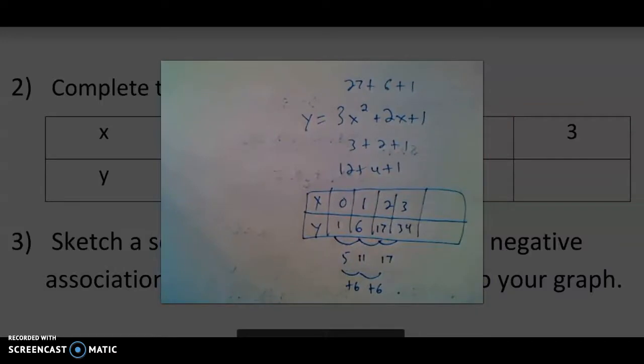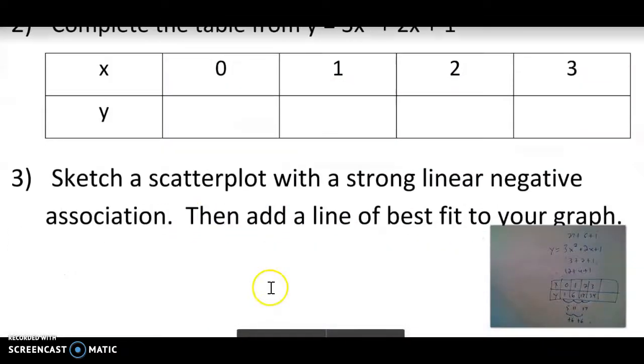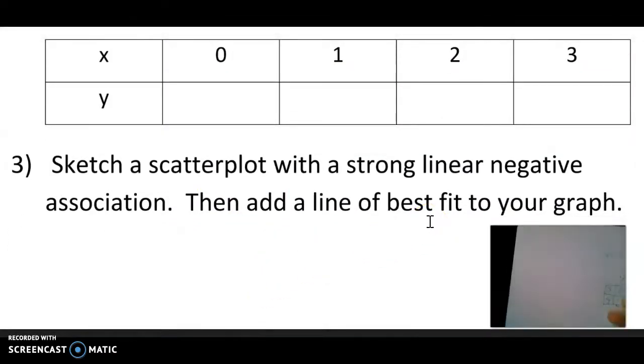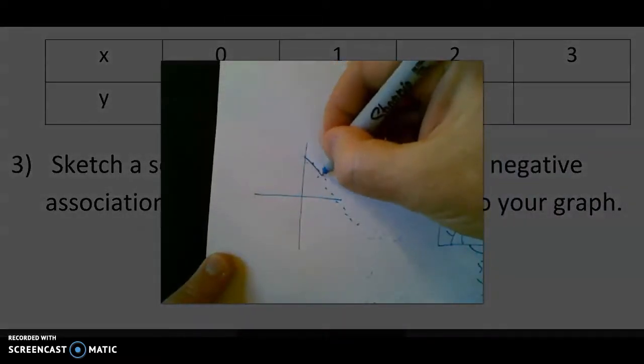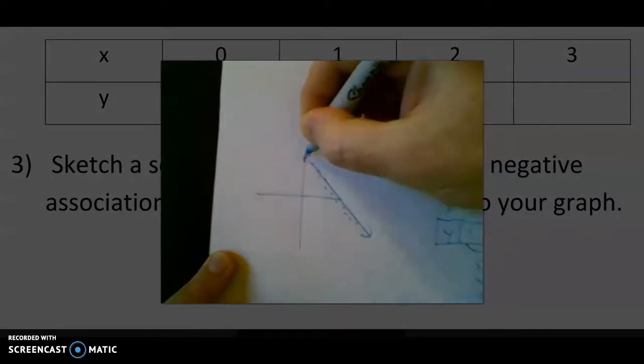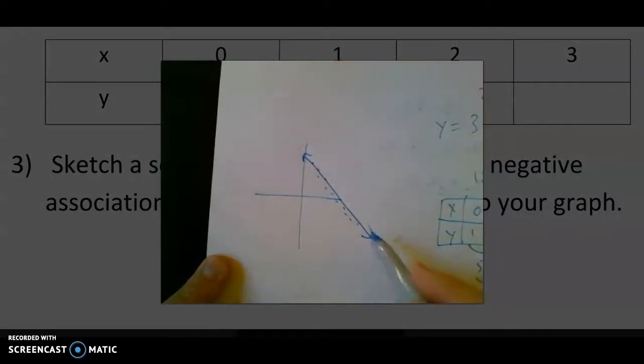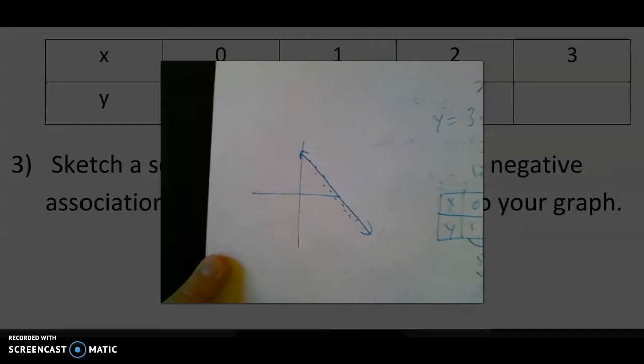And the last one, sketch a scatter plot with a strong negative linear association. So that means a bunch of dots that make sure they are going negative in a straight line, and strong means they're really close to that line. So maybe something like this. And then add a line of best fit. That just means actually draw a line that's a good kind of average of those points. So right there, maybe a little bit lower, would be the answer number 3.